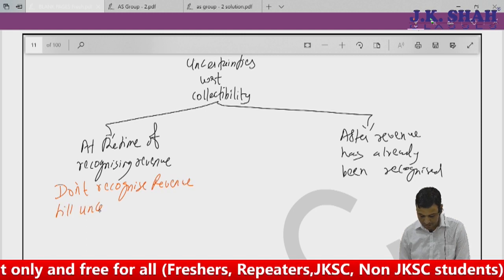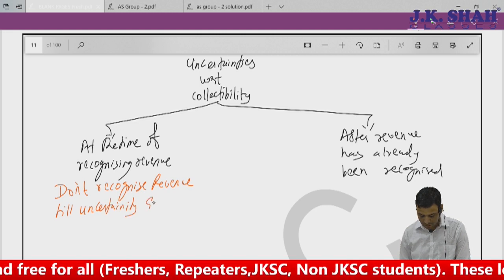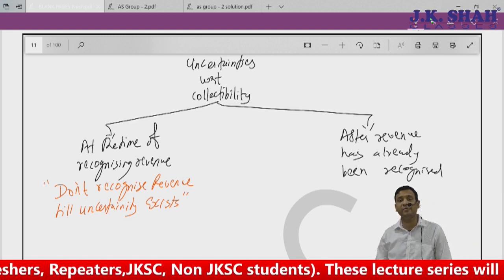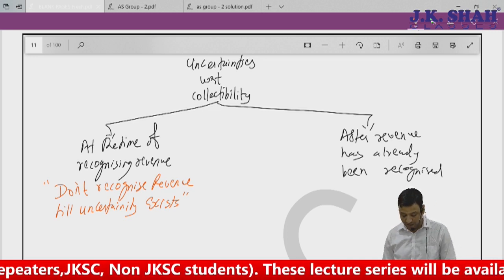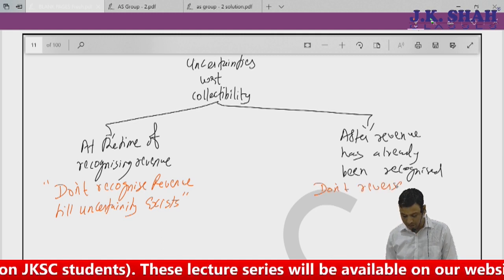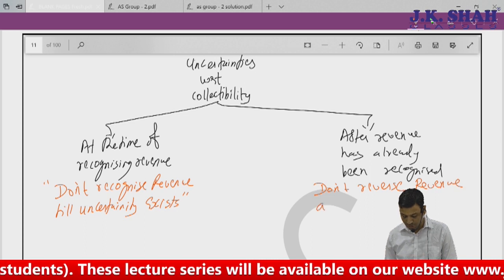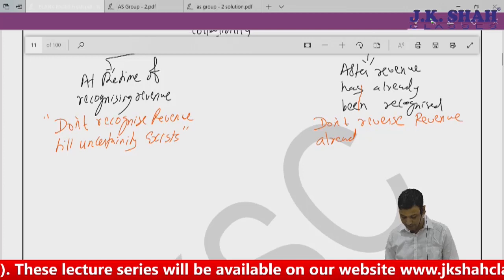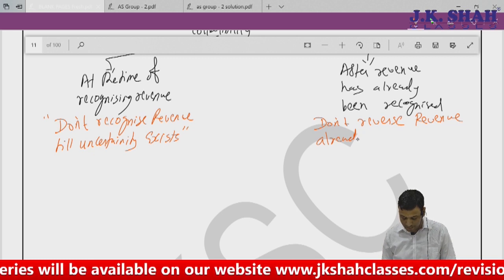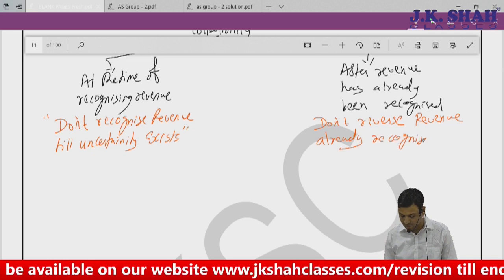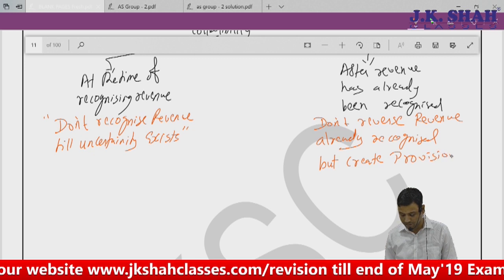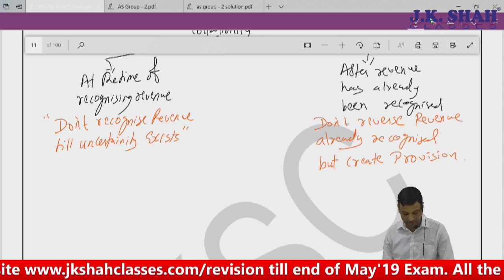Till uncertainty exists. But after revenue has already been recognized, of course, don't reverse it off. Don't reverse revenue already recognized. Sorry. Don't reverse revenue already recognized, but create a provision. What we should do is create a provision for it.